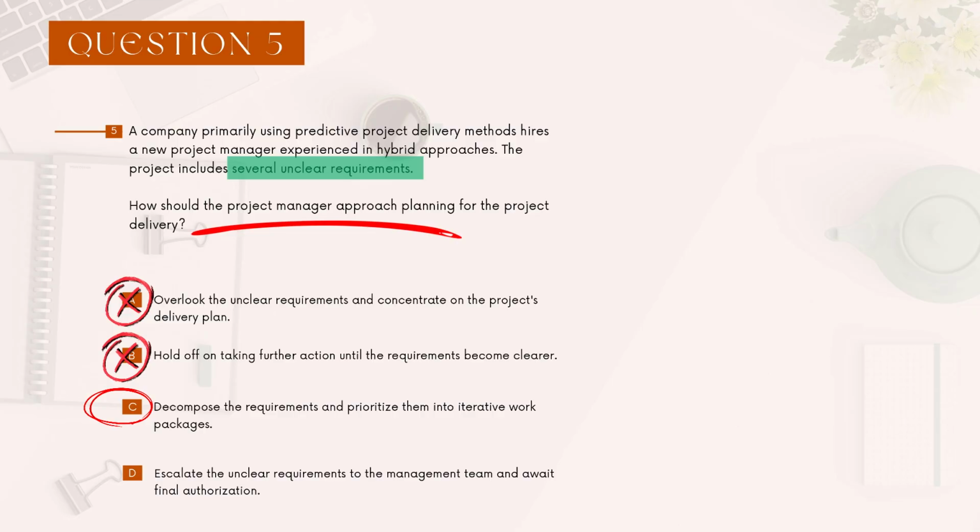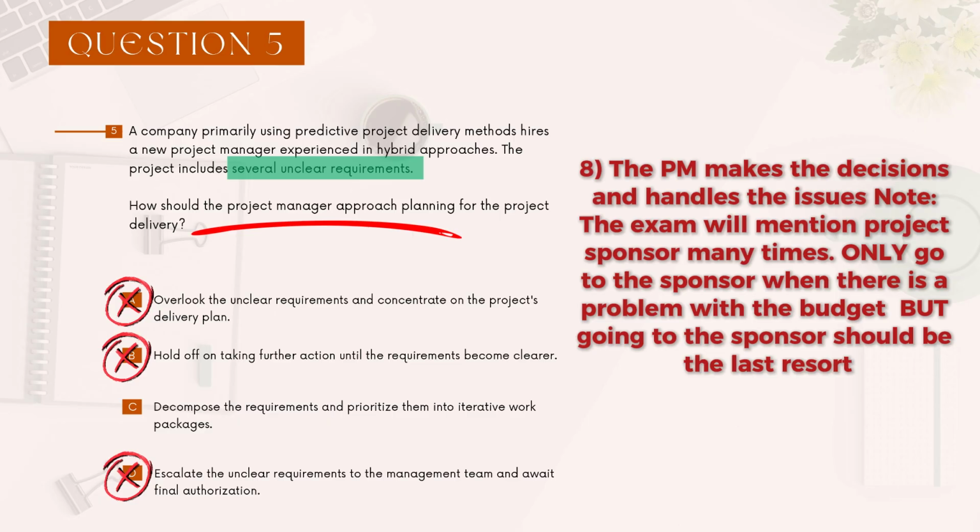C, decompose the requirements and prioritize them into iterative work packages. Okay, so we have this unclear requirement issue, right? We're going to break down these requirements and prioritize whatever we broke down into work packages, meaning that in one sprint we might work on a little bit, and the next sprint we might work on the second bit, and the third bit in the next sprint. Okay, so I like this. Why? Because they're unclear requirements. So when you break it down and you're working on one bit at a time, things become much clearer. You know what to do now, and it's easy to manage, and you know how you should iterate as you progress because you're breaking things down and working on them bit by bit. D, escalate the unclear requirements to management. So we know we don't escalate things. Principle number 8 is being contradicted here. The best answer here is going to be C. Okay, so pretty simple. Let's move on to question number 6.